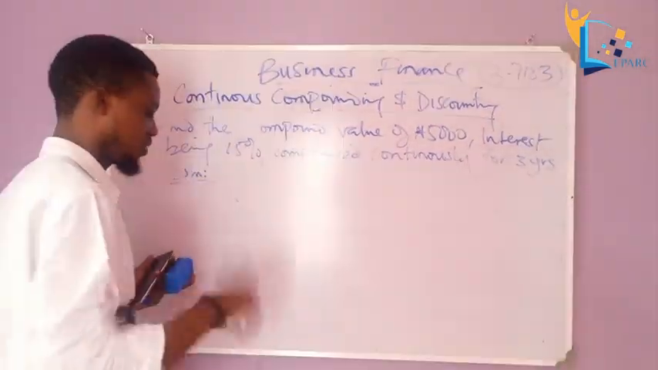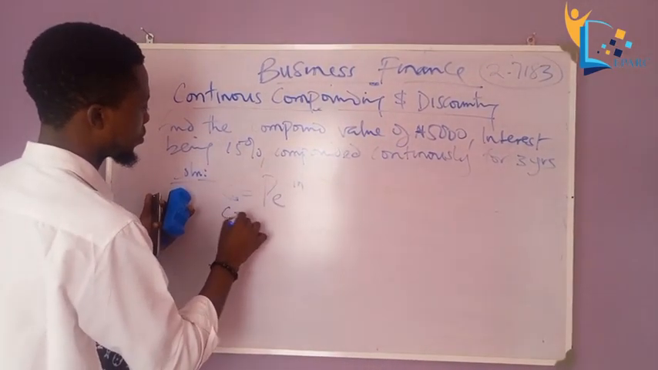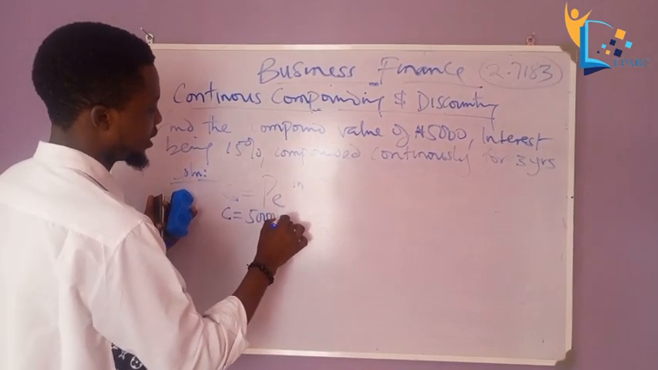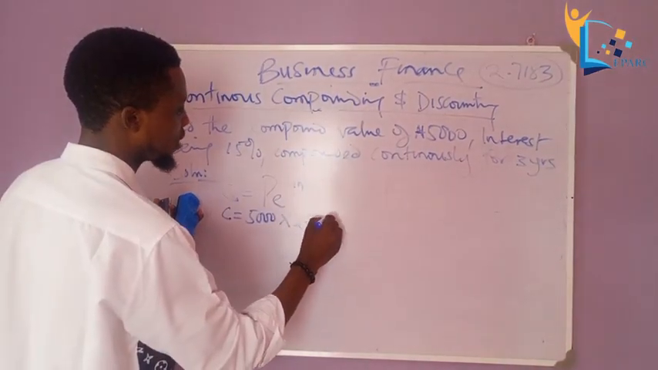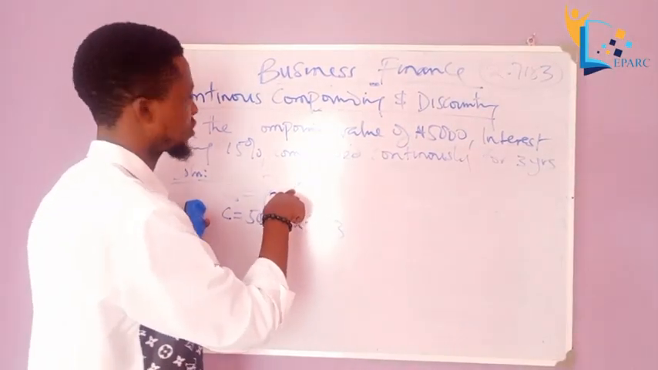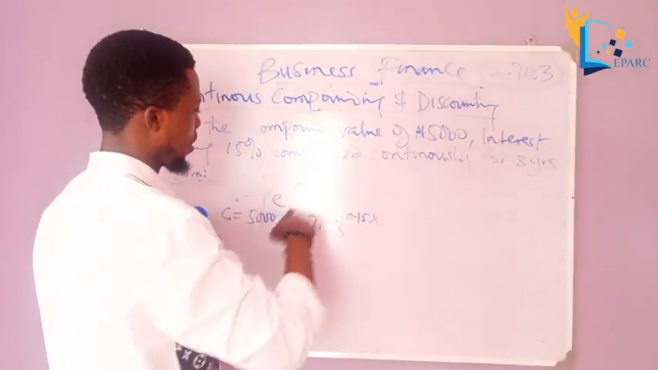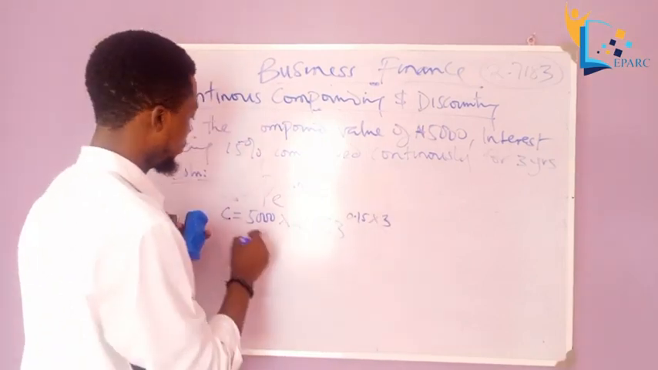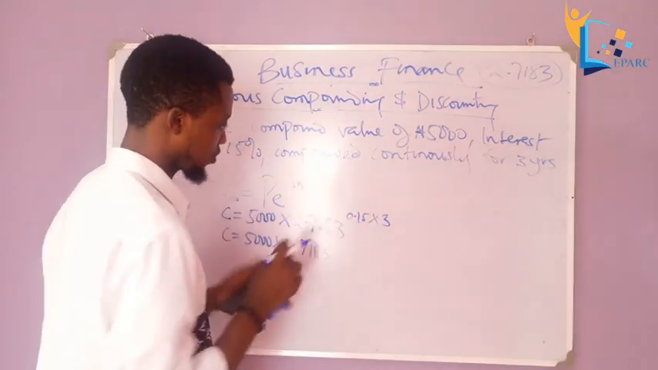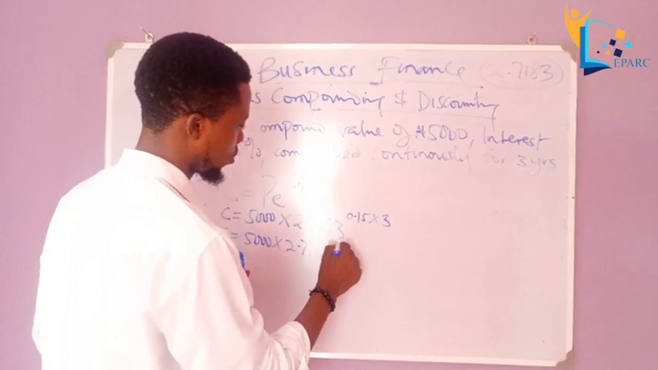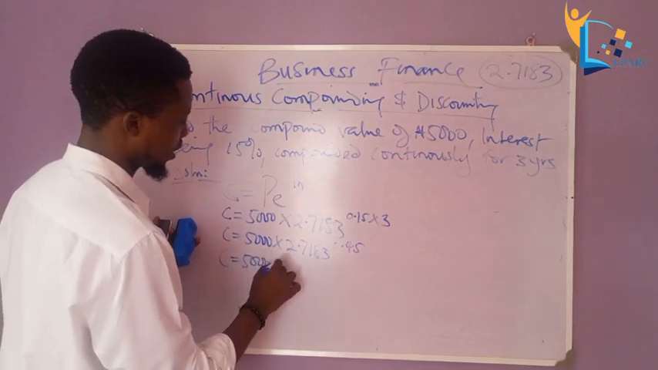C is equal to P E raised to power IN. So compound amount is equal to our principal, which is 5,000, then E is 2.7183 raised to the power of our interest, 15%, which is 0.15, times our N, which is 3 years. So C is equal to 5,000 times 2.7183 raised to the power of 0.15 times 3, which will give us 0.45.